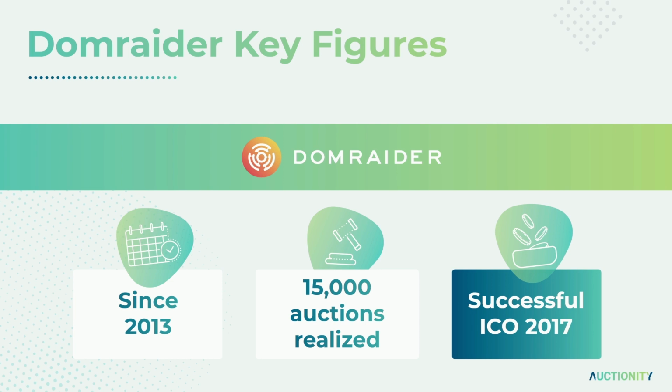Auctionity is a product of the Domraider company. Domraider was founded in 2013, and its main activity is selling domain names into auction. Since 2013, we sold over 15,000 domain names, and so we started thinking, how can we use this experience to create a global auction ecosystem? And in 2017, we figured out that blockchain could help.